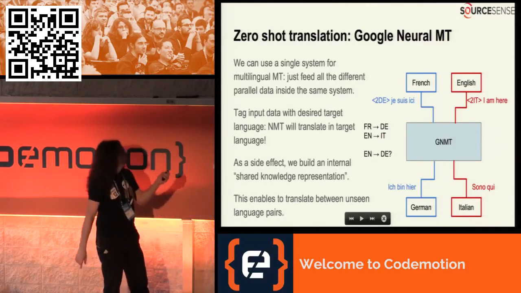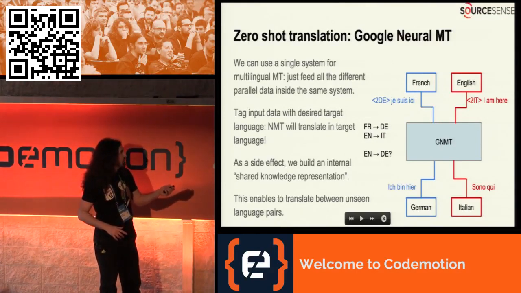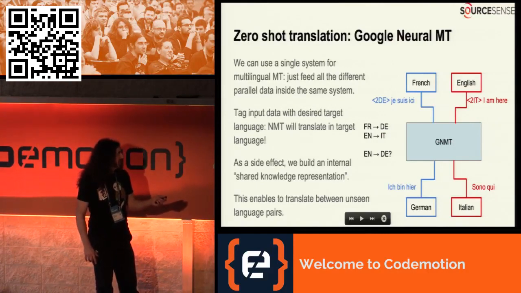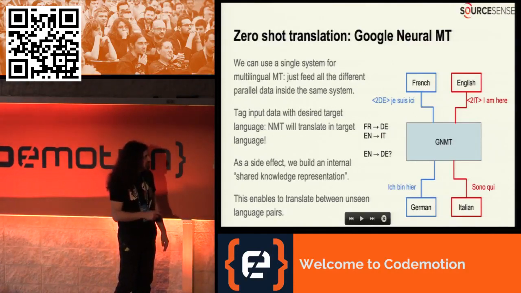We send all the data into one single system, but we prepend a token. So when we have to train from French to German, we prepend "to German" to "je suis ici", and the network is supposed to output "ich bin hier". If we translate English to Italian, we say "to Italian, I am here", and then "sono qui". When we want to send English to German, we say "to German, I am here". And you know what? The single system will output "ich bin hier".